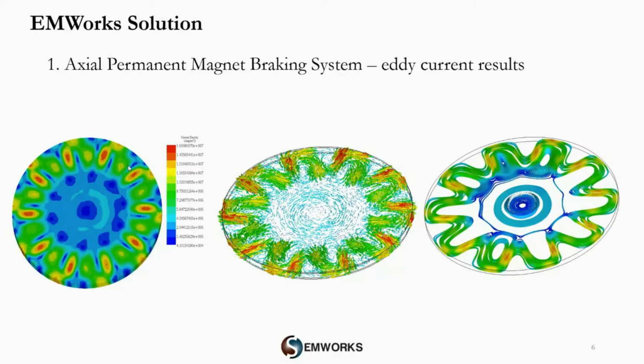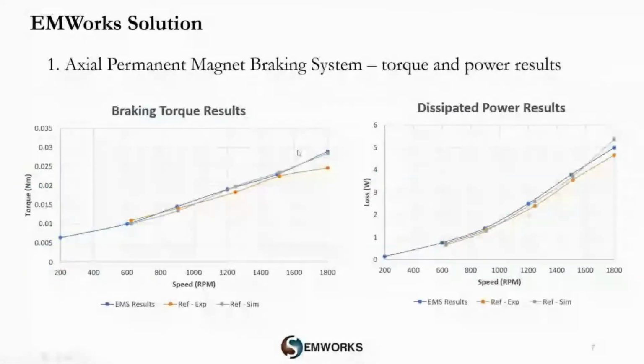This is a vector plot of the same quantity, and this is what we call streamline. These are all using EMS. Notice that the maximum is 1.6 to the power 7 amps per meter squared. All right, let's look at these results. And this is again, all other results, by the way, they're all EMS solution.